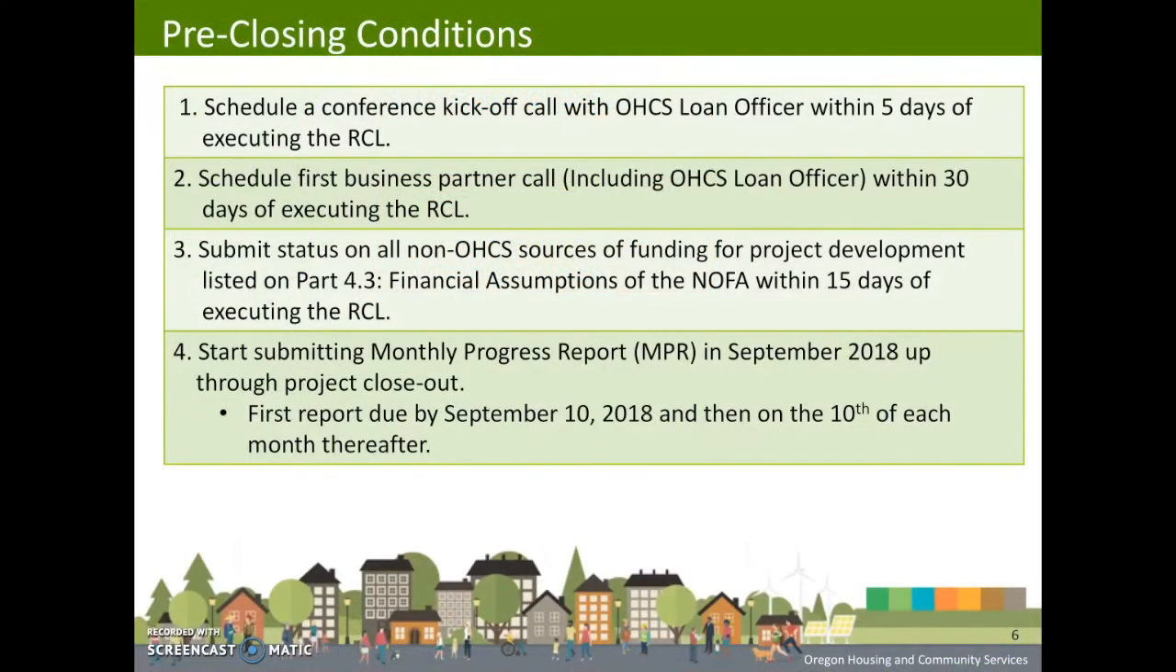As stated under general conditions, schedule a conference call with your loan officer within 5 days of executing and returning your reservation condition letter. Then, within 30 days, schedule your first business partner call, including your loan officer. Within 15 days of signing and returning your reservation conditions letter, submit the status of all non-OHCS sources of funding you listed in Part 4.3 of the NOFA, Financial Assumptions. Prepare to make a habit of submitting monthly progress reports to your OHCS loan officer. Your first report is due on September 10th and on the 10th of each month thereafter.